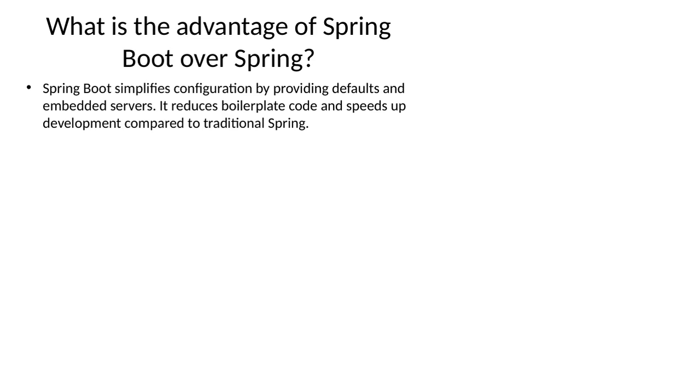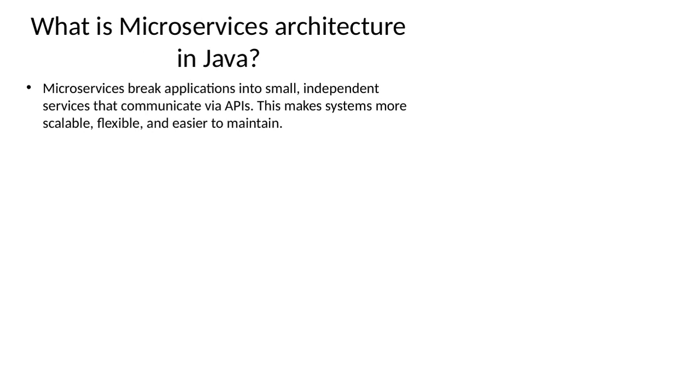Microservices architecture divides an application into small, independent services that each handle a specific function. These services communicate with each other through APIs, which allows them to work together without being tightly connected.